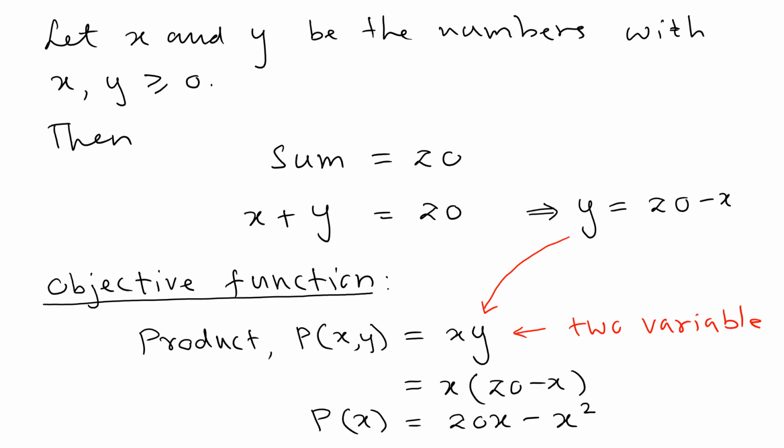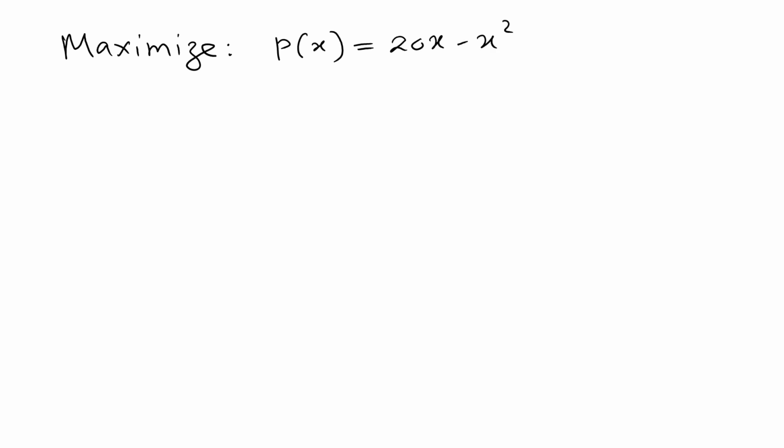Like in our theory part, you might start with more variables first, but then you need to bring it down to one variable before you actually find the maximum. So let's write the problem now. The problem says maximize P(x), the product function, which is 20x minus x squared. What are the conditions? You have to maximize this on an interval.